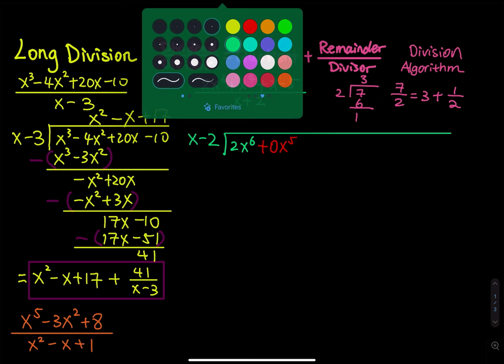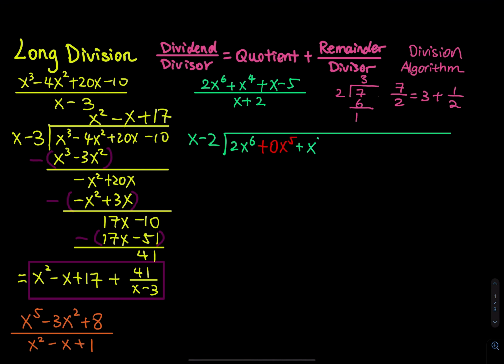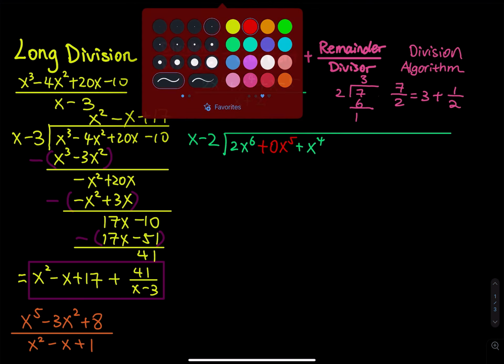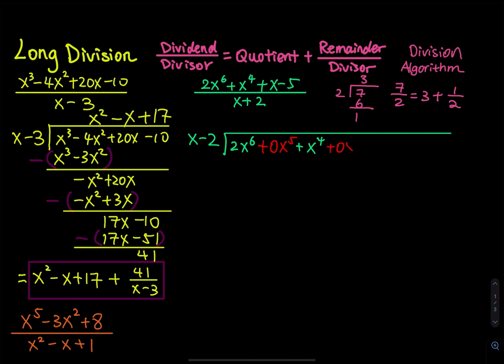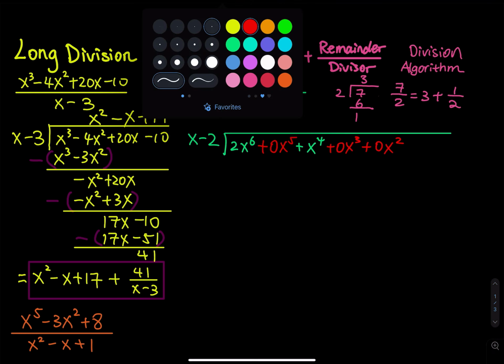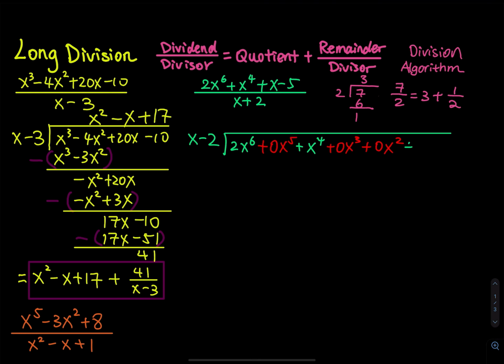And then you have plus 4x to the fourth. And then the third degree and the second degree, plus 0x to the third plus 0x squared. And then you have the first degree, plus x minus 5. So now we have the 6, 5, 4, 3, 2, 1, and a constant. So I just add the 0s. That doesn't change the problem.